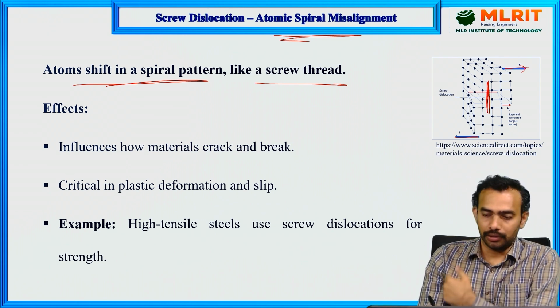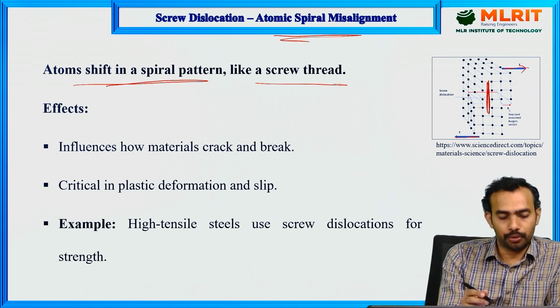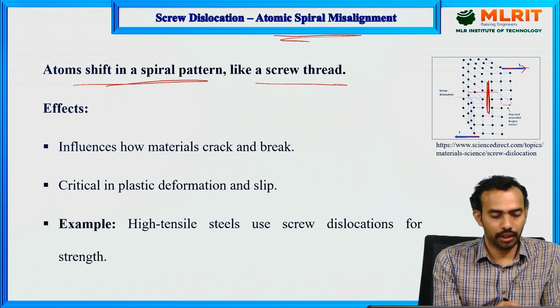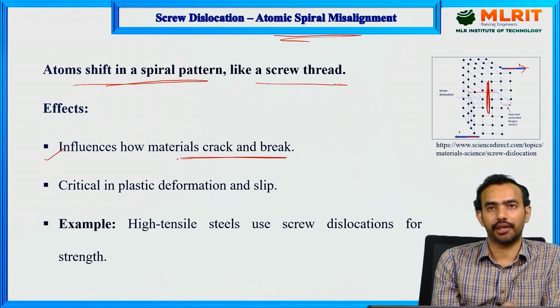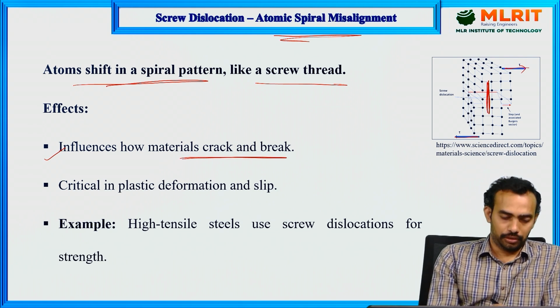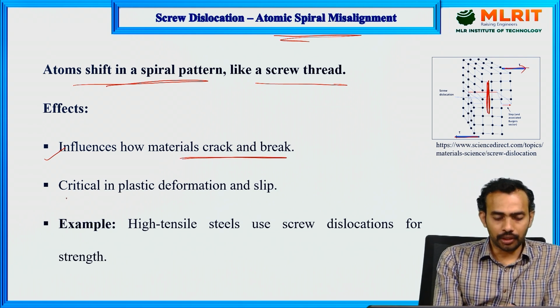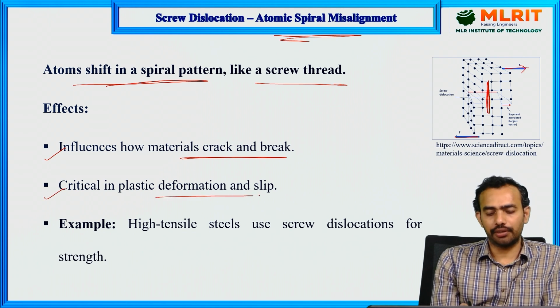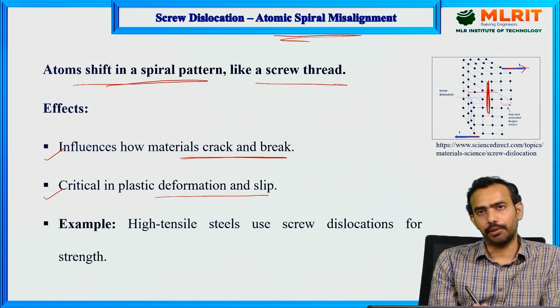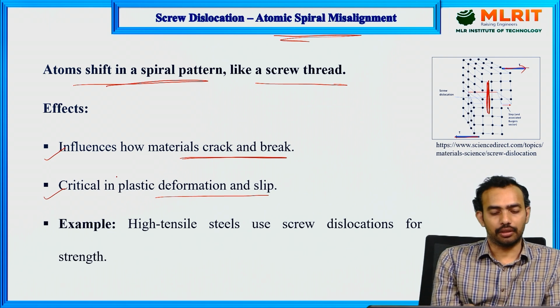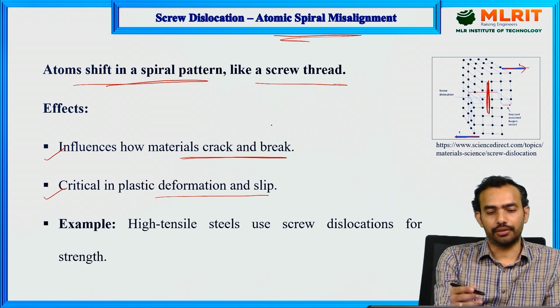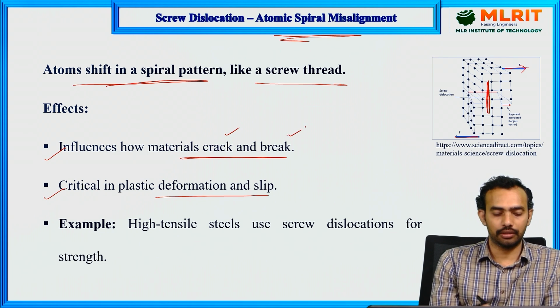If screw dislocations are observed in the material, they greatly influence how materials will crack and break. Then it is very critical in plastic deformation and the slipping of the material. In these two cases, the screw dislocation greatly influences: one in the cracks, and one in the plastic deformation and slipping of the material.